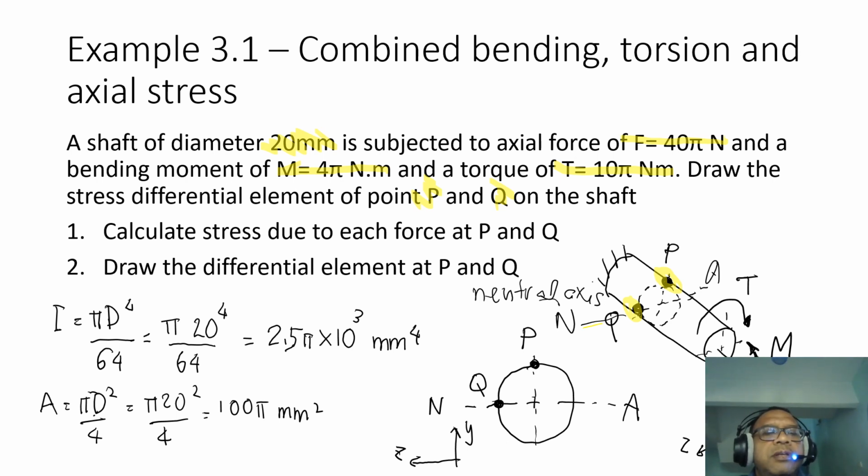So I've calculated here the value of I, the second moment of area of the shaft, and I has been calculated here to be 2500π mm⁴. That's your value of I. And I've calculated the area to be 100π mm². Why do I need this? Because later on we will use this to calculate the bending stress.